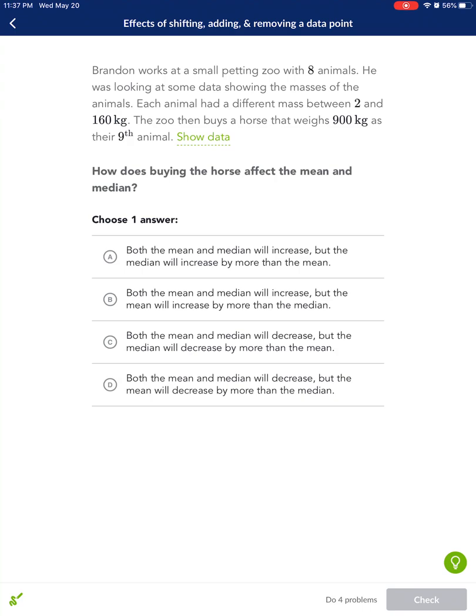All right, Brandon works at a small petting zoo with 8 animals. He was looking at some data showing the masses of the animals. Each animal had a different mass between 2 and 160 kilograms. The zoo then buys a horse that weighs 900 kilograms as their ninth animal.